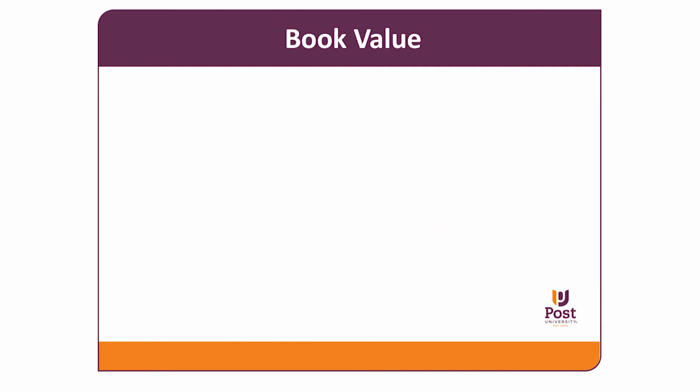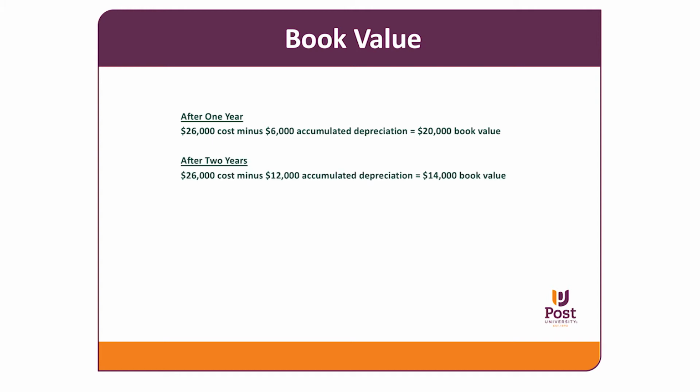I now want to define what is known as book value. Book value is the tangible long-term asset's cost minus its accumulated depreciation. For example, after 1 year, the vehicle we have been using in this example would have a book value of $20,000. The $26,000 cost minus the accumulated depreciation after 1 year of $6,000. After 2 years, the vehicle would have a book value of $14,000 because now we have accumulated 2 years depreciation.